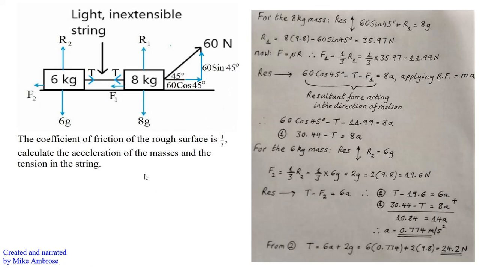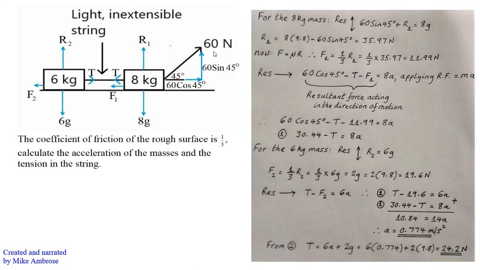The tasks required are to calculate the acceleration of the masses, which will be the same as they are connected by the light inextensible string, and also to calculate the tension in the string. The first thing to do with this type of problem is to put on the diagram all the forces that are acting and also the forces that are required for the 8 kilogram mass and the 6 kilogram mass.